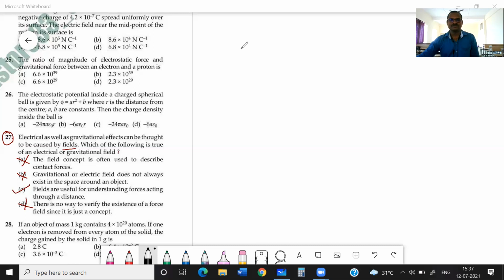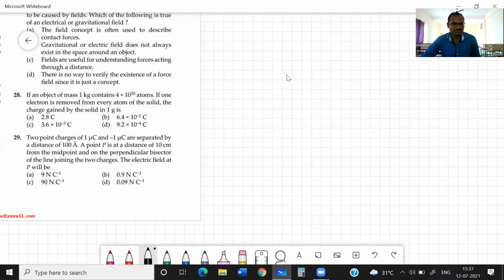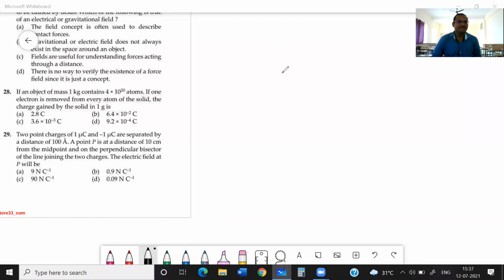Now, question number 28. Let us go to question number 28. Students, in question number 28, they have given that an object of mass 1 kg contains 4 into 10 to the power of 20 atoms. If one electron is removed from every atom of the solid, then the charge gained by the solid in 1 gram is how much? Simple. In 1 gram, how many electrons are removed? Find that, you will get the answer.